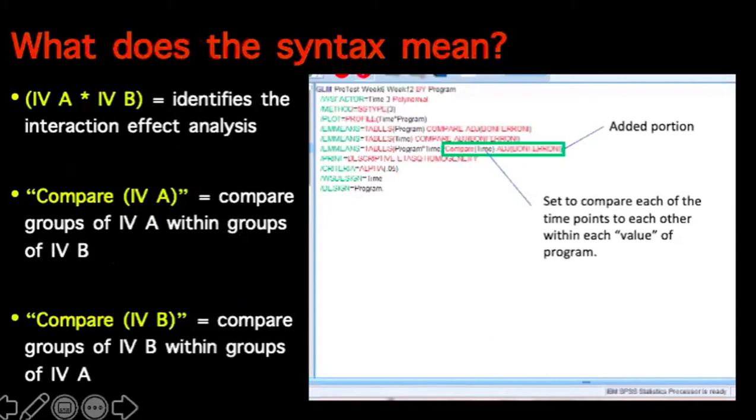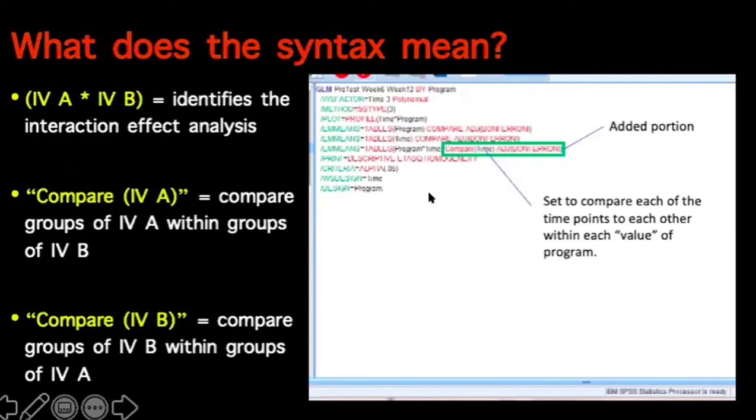So generally when you see A times B or that notation, that's indicating you have an interaction effect. Okay, so that's what you're going to look for when you have your syntax open. And then, like I said, you'll have two lines that you add to the syntax. When you see compare independent variable A, or in this case, the example is time, that means you're comparing time within whatever the classification is for your second independent variable. So in this case, we would be looking at program, right?